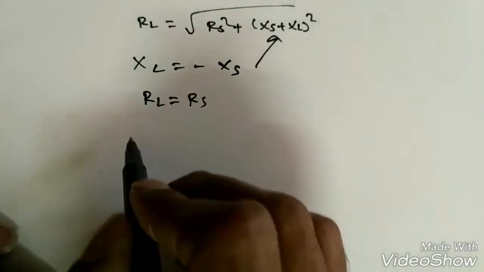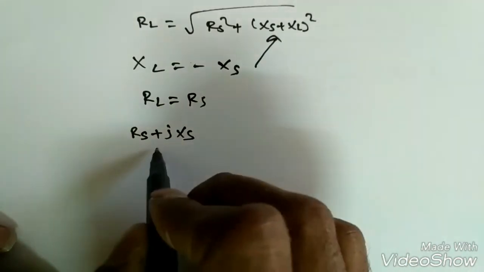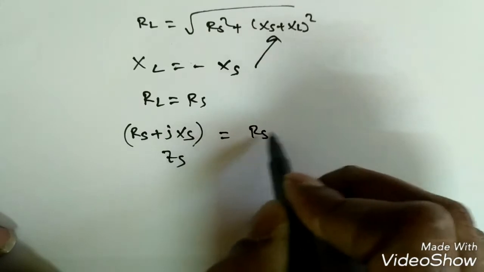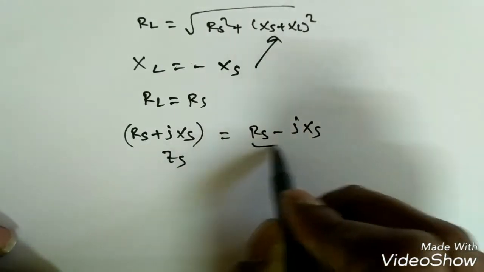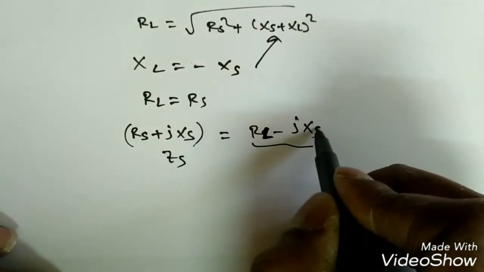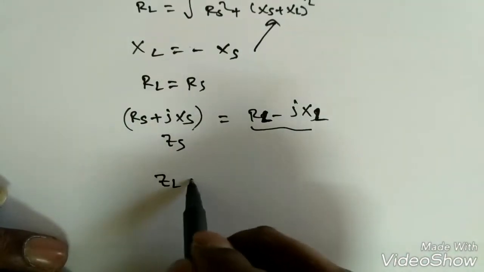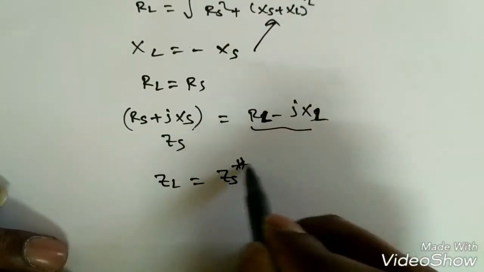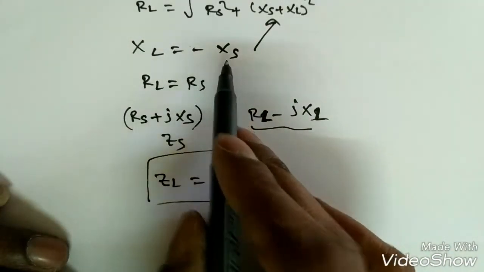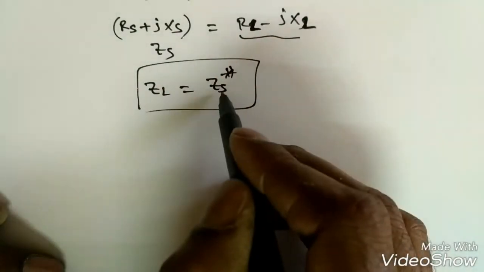That means ZS is RS plus j into XS, and ZL should be equal to RS minus j into XS, which is, we can say, RL minus j into XL, or we can say conjugate. So ZL is equal to ZS conjugate, right? So RL is equal to RS, XL is equal to minus XS. So ZL is equal to ZS conjugate.